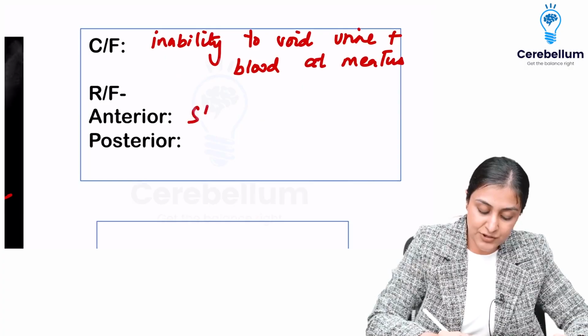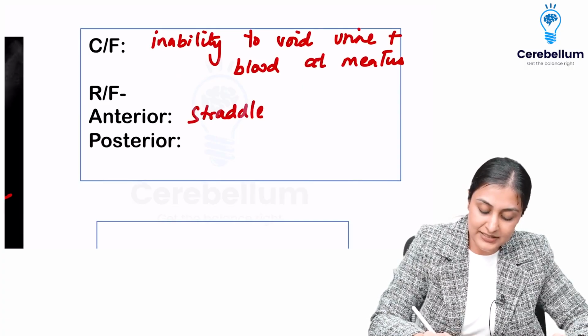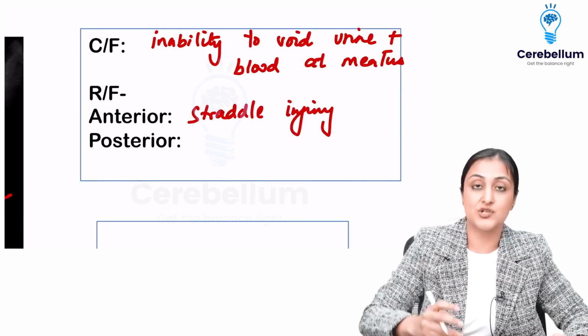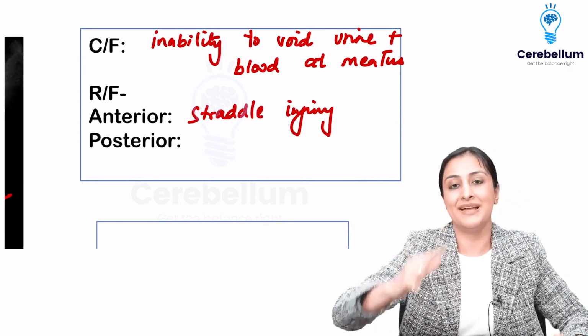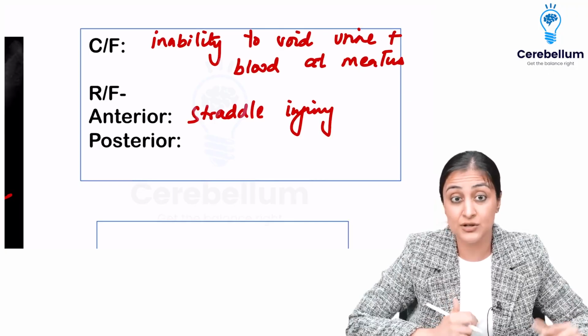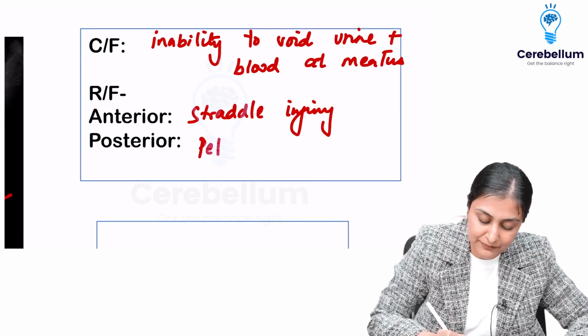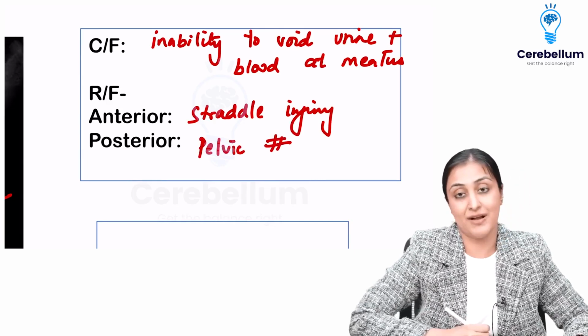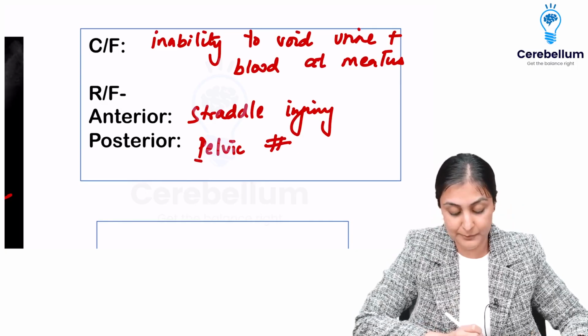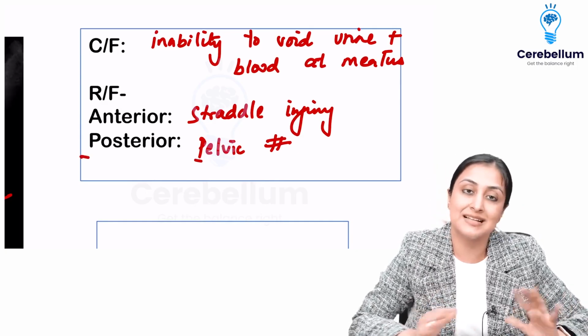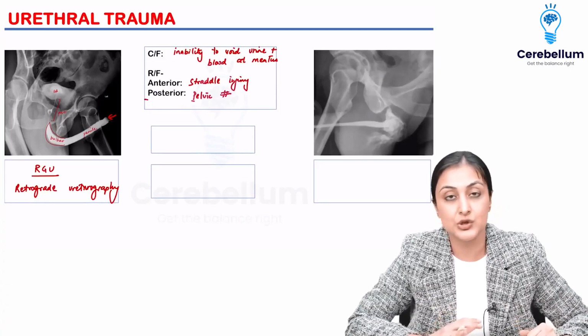For anterior urethral trauma, you may have straddle injury. Straddle injury means the patient is walking, has a fall, perineum first. So that's straddling of the perineum leading to anterior urethral rupture, whereas pelvic fracture is a risk factor for posterior. So you can remember P for P. So this is the clinical background of a patient with urethral trauma.